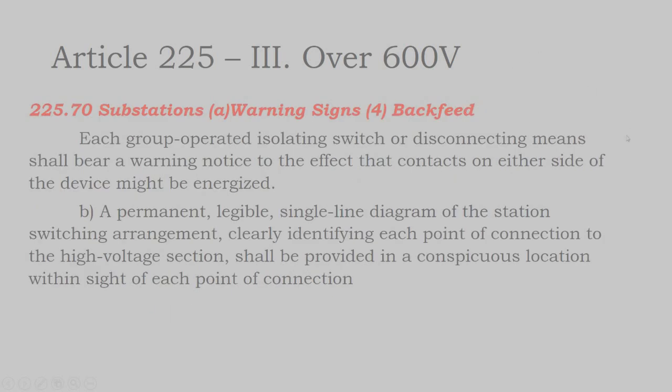So substations have a warning sign that says each operated isolating switch or disconnecting means shall bear a warning notice to the effect that contacts on either side of the device might be energized. A permanent, legible, single line diagram of the station switching arrangement, clearly identifying each point of connection to the high voltage section, shall be provided in a conspicuous location within sight of each point of connection. So on a substation, wherever you connect to high voltage, you have to provide a permanent placard of a single line diagram showing that switching arrangement.